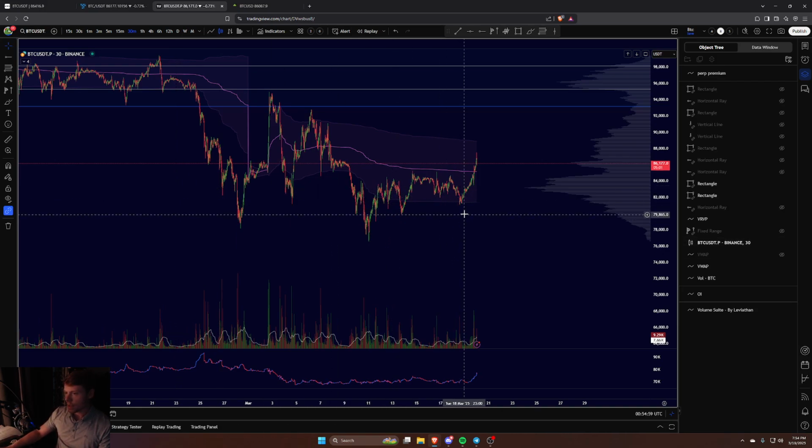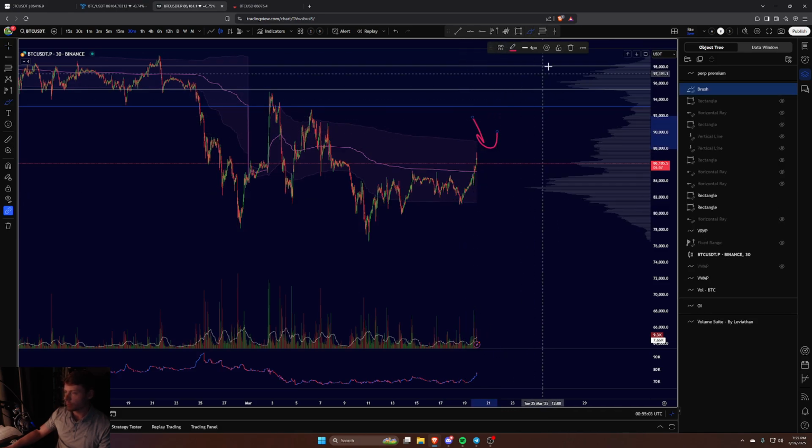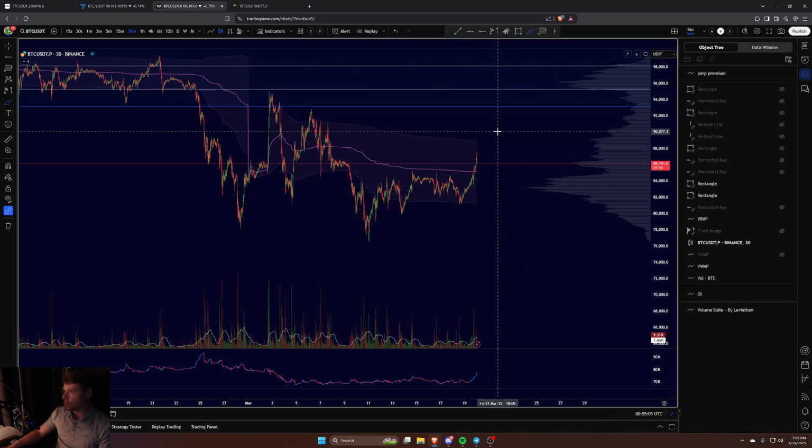So that's that part. And then your target would be over here, but 90K around there is probably going to be the resistance. This is just an imaginary line at the end of the day, guys. It's not some magic thing where it always bounces off it. It's just the truth. So we have that.